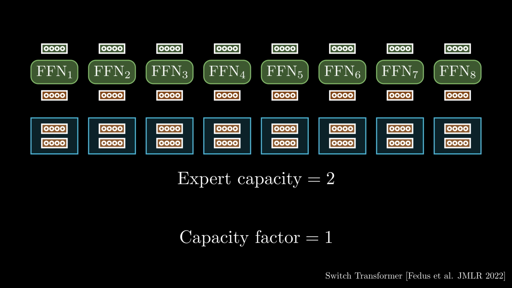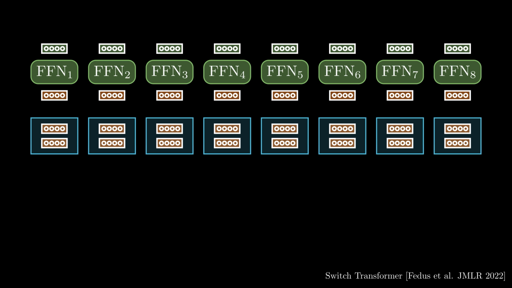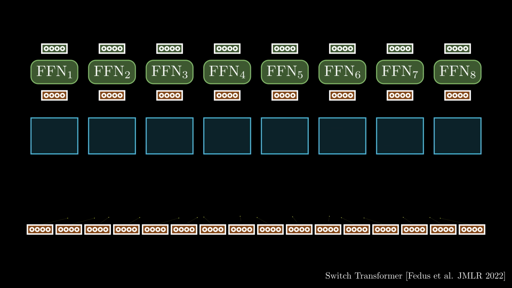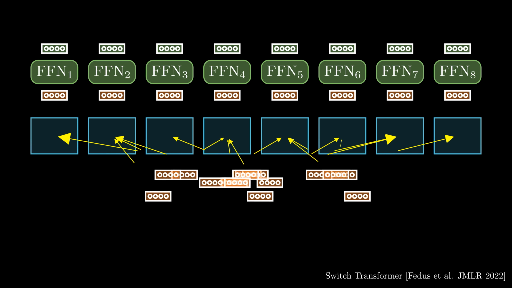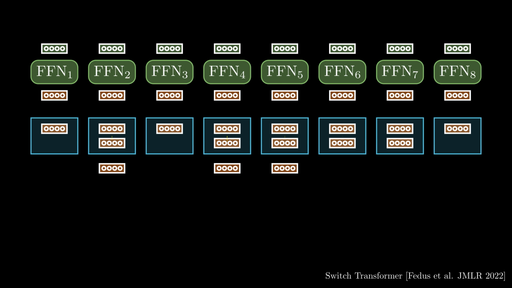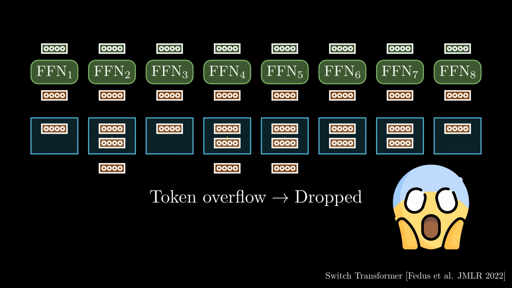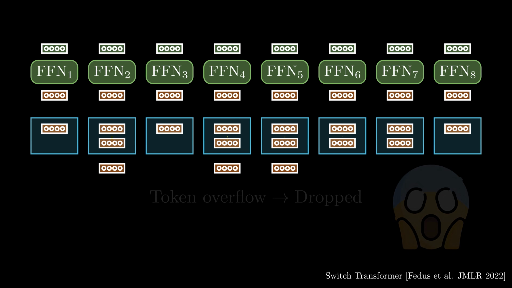This means that an expert can process 2 tokens at a time. But there's a problem. The routing is dynamic depending on the input tokens. As a result, we may not get routing decisions that are perfectly balanced across experts. In this case, we have token overflow and have to drop the tokens. This may sound concerning, but in practice, the computation of these tokens is simply skipped, and their representations are forwarded unchanged to the next level via the residual connection.